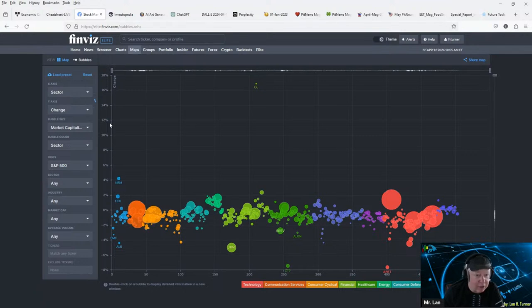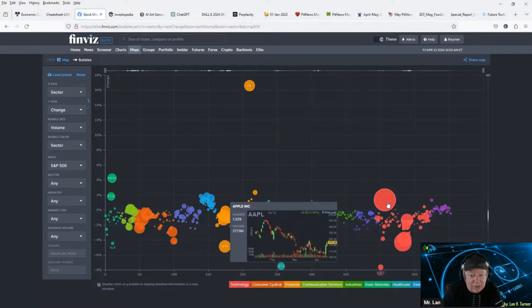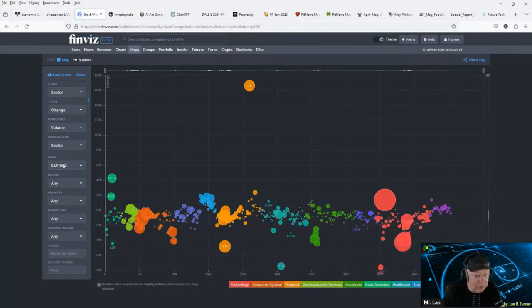And then if the market increases in value, it goes up. If the market decreases in value, it goes down. Now, I like to have specific settings to do my day trading off of here. So I come in here and I look at market capital. I change that to volume. Okay, so each one of these little balls in here represents a different stock in whatever sector you choose.